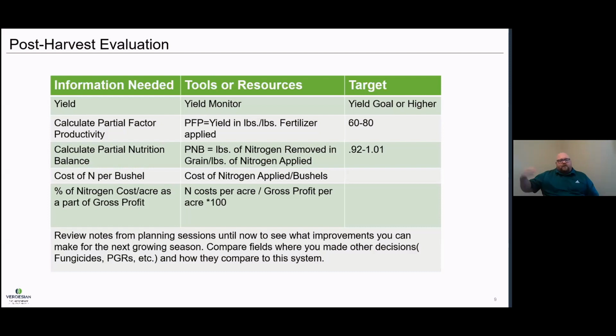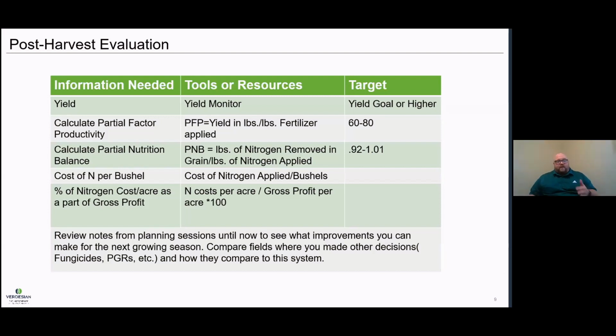If it's too much over 1, we are leaving nitrogen out in the field to be lost. If it's too much under 0.9, what we're going to find is we're leaving some yield on the table. So somewhere between that 0.92 and 1.01 is where we want to be. Then we want to calculate your cost per bushel. And then, of course, what percentage of gross profit is your nitrogen cost.